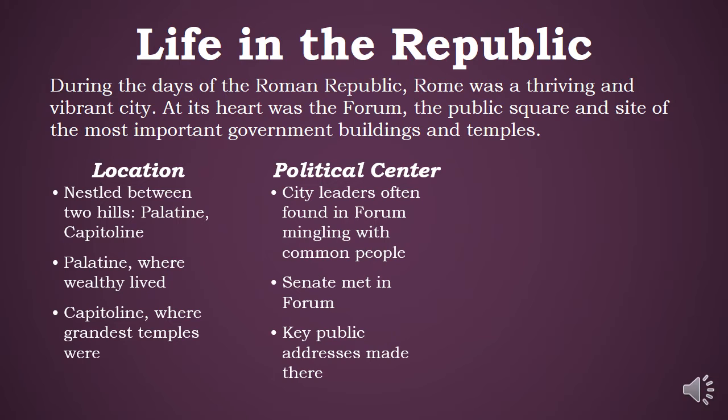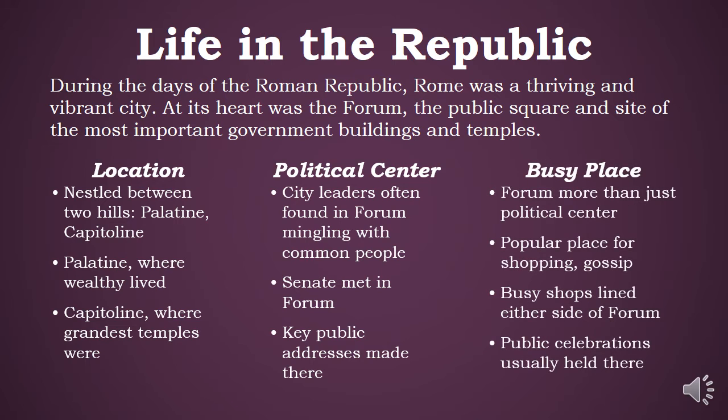When Julius Caesar returns back to Rome after conquering the Gauls, and there's a big parade and hoopla thrown for him, it's going to happen in the Forum. So that's where celebrations are going to occur as well. It really was the center of life. And this just kind of goes into that. So it was where shopping, gossip happened, and where the public celebrations would take place.